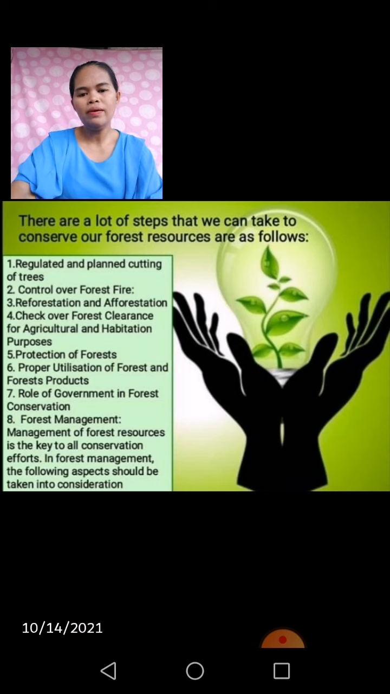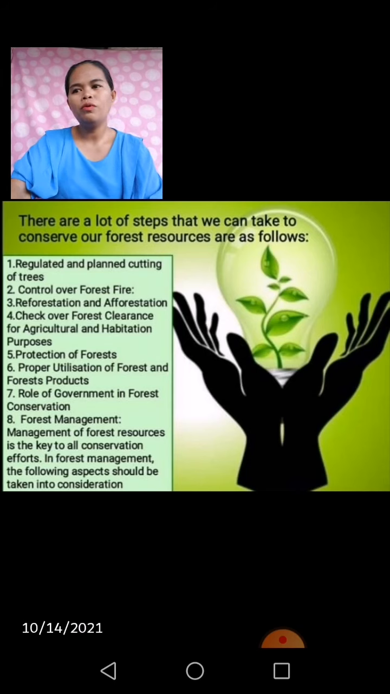Number 7, role of government in forest conservation. Although the government of every country is very particular about conservation of resources and has several rules and laws for protection of forests, they are not implemented in an effective manner.